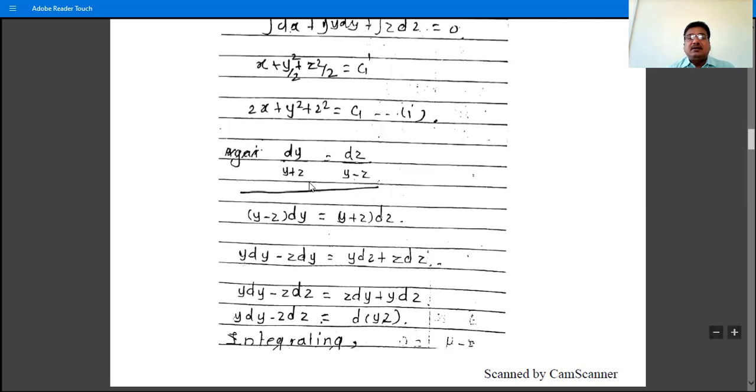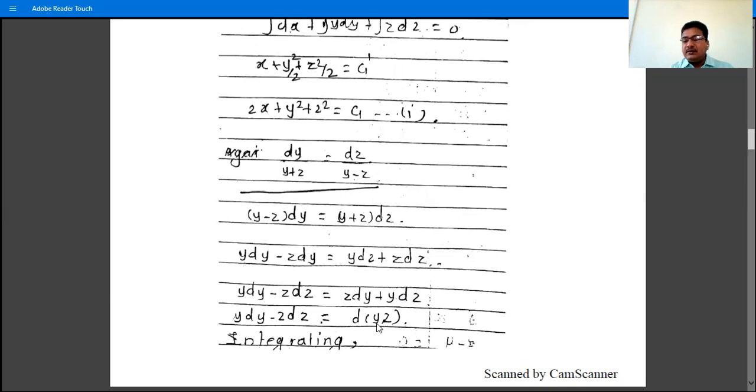That is, consider the two ratios in which one variable is absent. So x is absent in the second and third ratio, and so consider the second and third ratio and separate the variables. So what do we have? y dy minus z dy, y dz. The y dy integration is y square by 2. So select these two factors, y dz plus z dy, and this y dz plus z dy is the derivative of y into z.